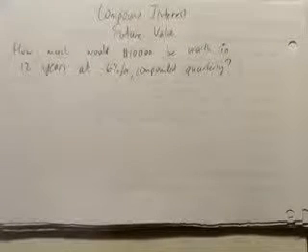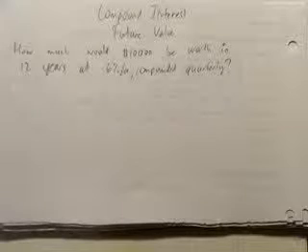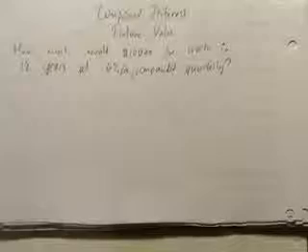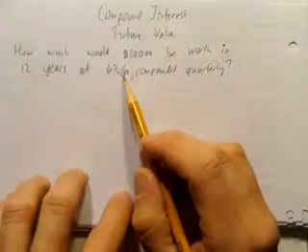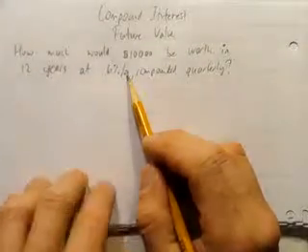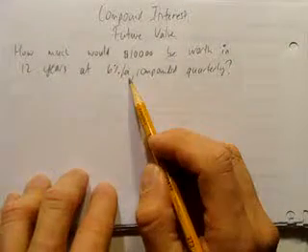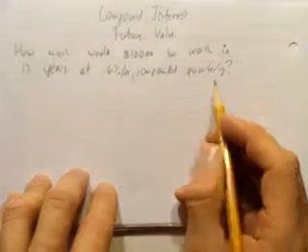Here's an example of compound interest, future value. That means we're looking for some value in the future. In this case, the question is, how much would $10,000 be worth in 12 years if you get 6% interest per annum? This slash means per, the A means annum or year, so you get 6% interest per year, and that interest is compounded quarterly.